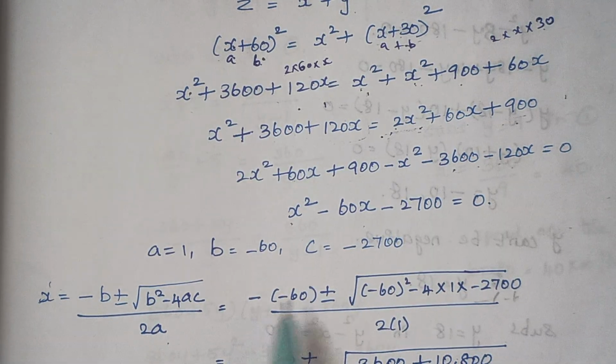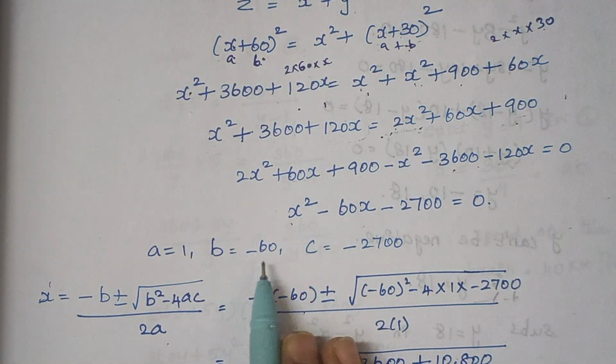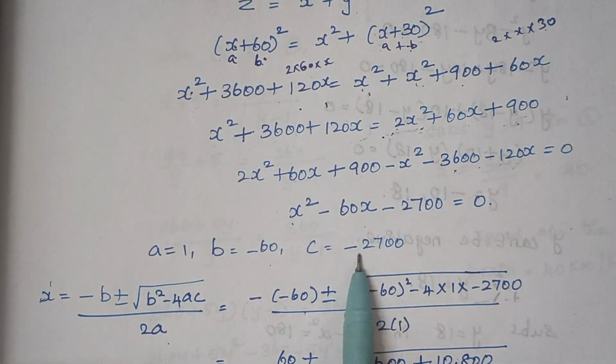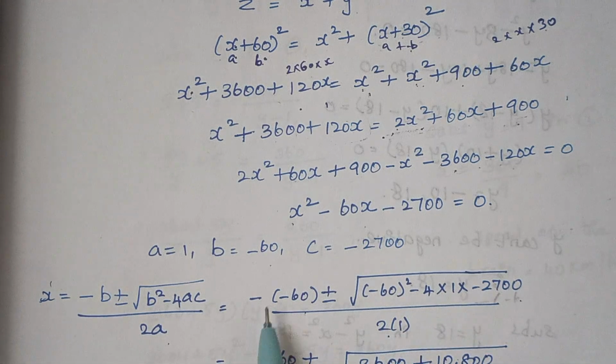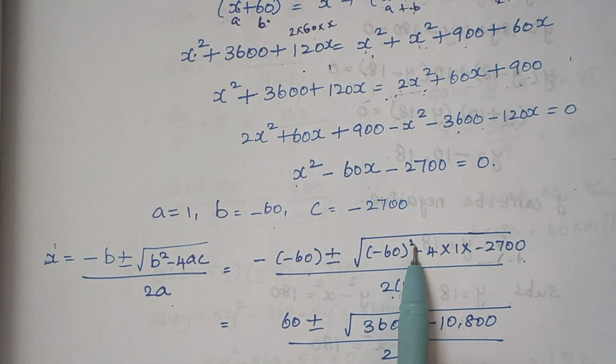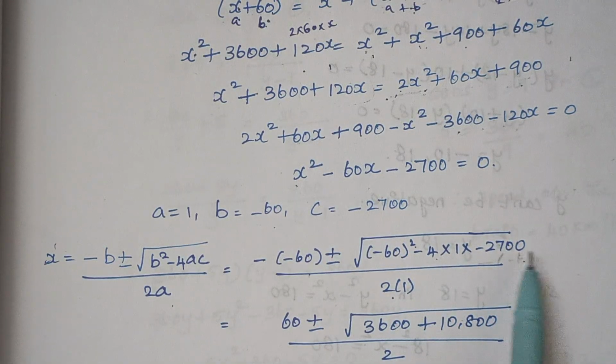So minus of the value of b, which is minus 60, plus or minus square root of b square. That is minus 60 the whole square minus 4ac, 4 into 1 into minus 2700, the whole divided by 2. Here minus into minus becomes plus. So plus 60 plus or minus square root of, minus 60 the whole square gives you 3600, and minus 4 into minus 2700 makes plus 10800, the whole divided by 2.